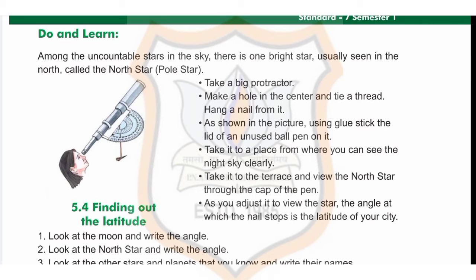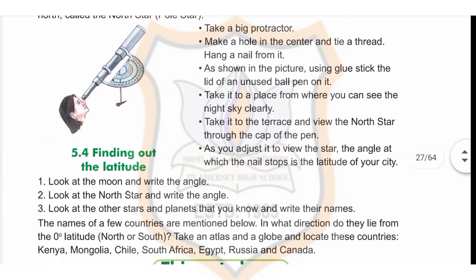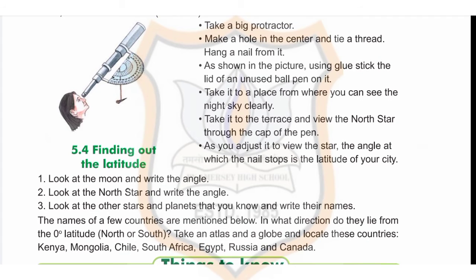Among the uncountable stars in the sky, there is one bright star, usually seen in the north, called the North Star or Pole Star. Take a big protractor, make a hole in the center and tie a thread. Hang a nail from it. As shown in the picture, using glue stick, attach the lid of an unused ball pen on it.